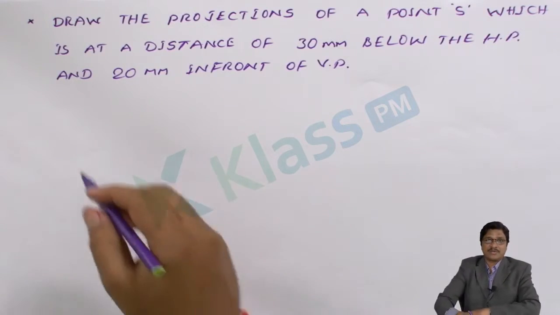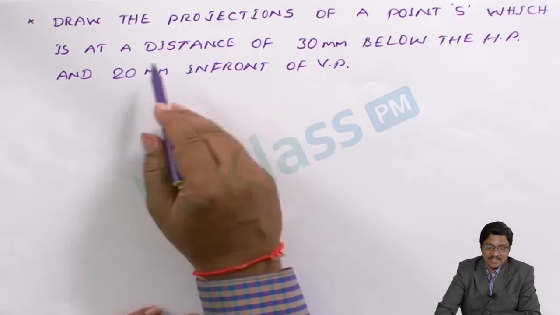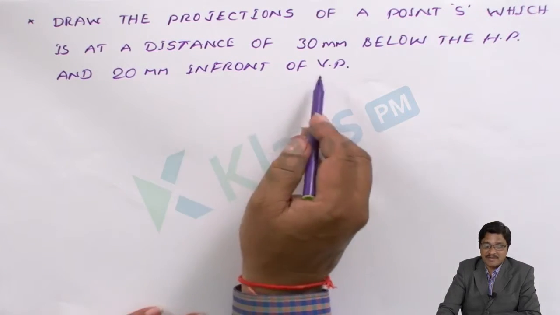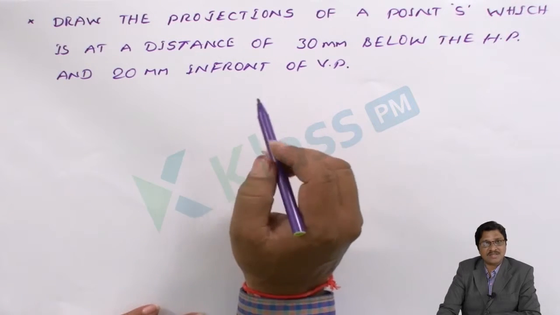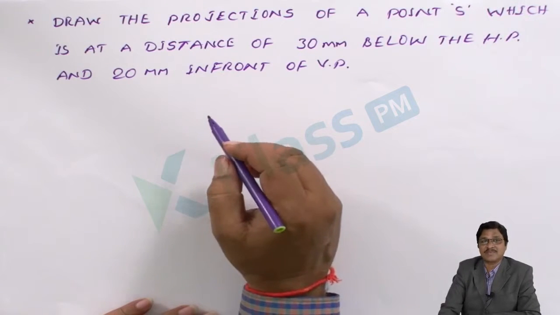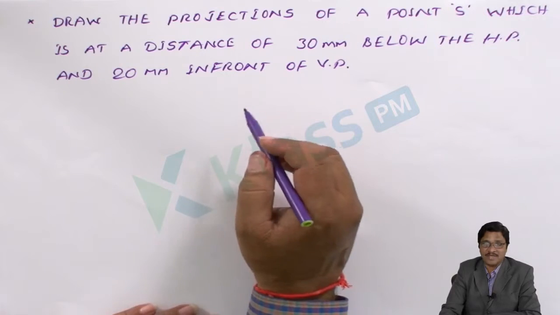I will read out what has been given, observe. Draw the projections of a point S, which is at a distance of 30 mm below the horizontal plane and 20 mm in front of the vertical plane. By reading itself, you have to try to justify the problem with which respective coordinate it has been given. As per the condition, below HP and in front of VP, which quadrant could it be?